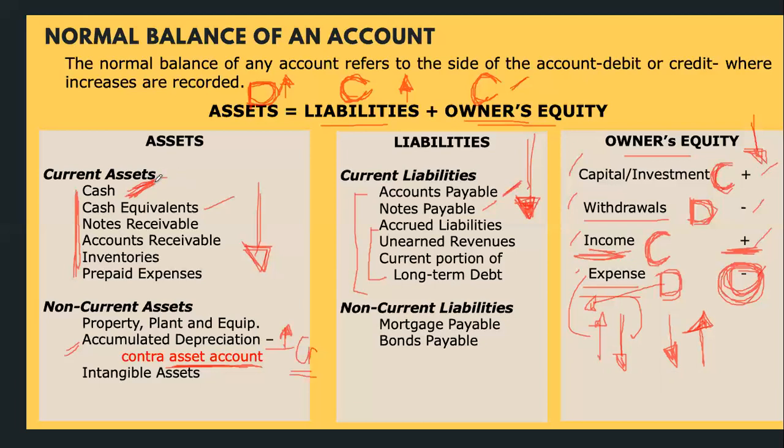So, the answer is, it will increase my total asset balance because the normal balance of cash is debit. So every time I debit an asset account, it will increase the total asset balance. Since cash is an asset account, and it is debited, it's under its normal balance, therefore the total asset will increase.